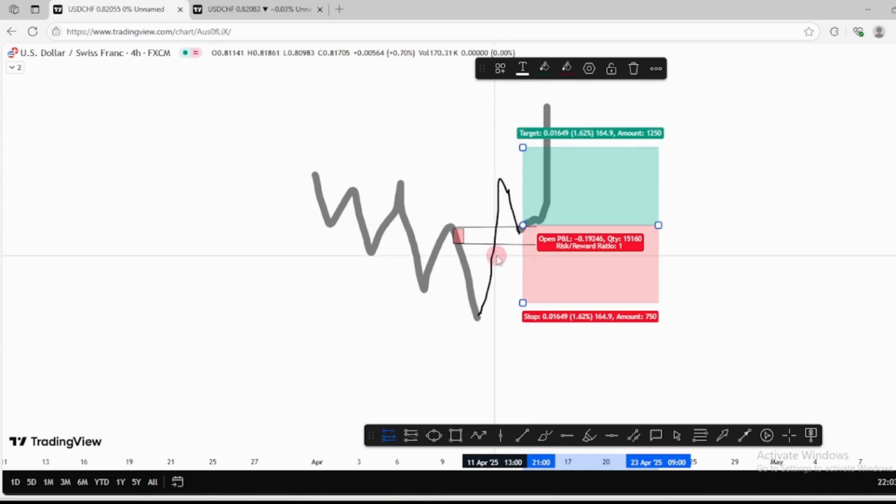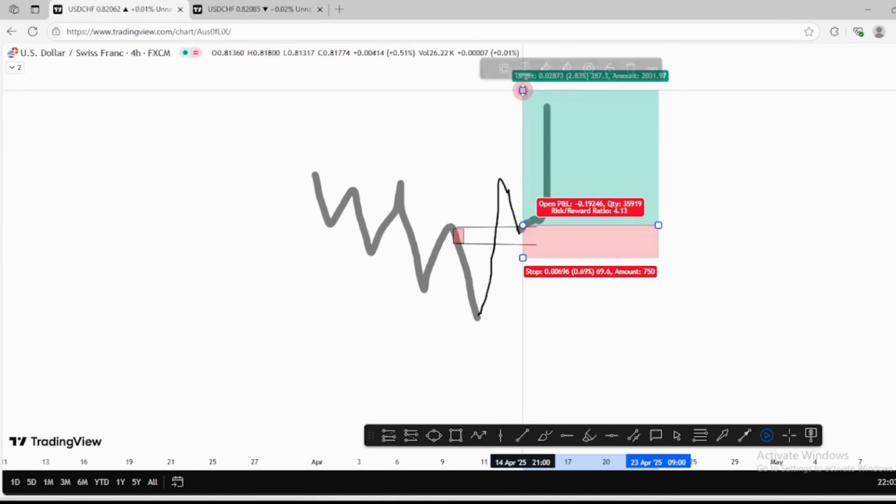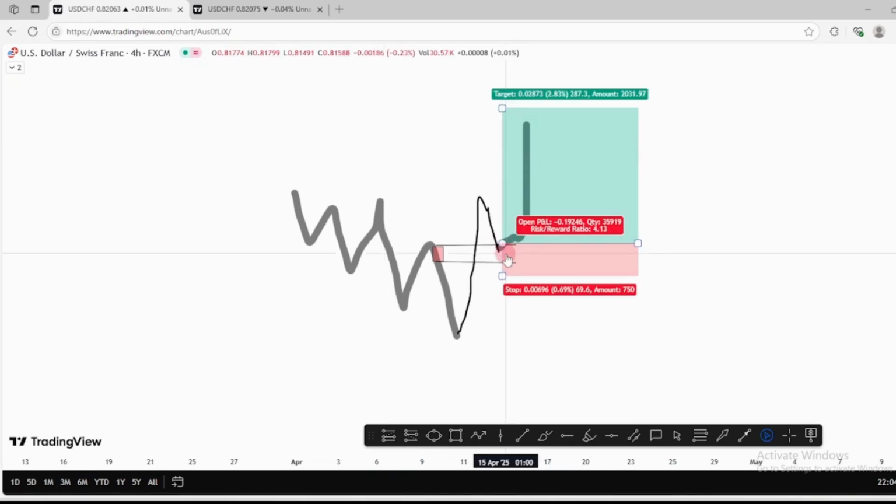So you take your trade from here to the upside, and this is going to be a bullish breaker block. Okay, so this is how it is. I hope you understand. Let's go to some examples to the upside.